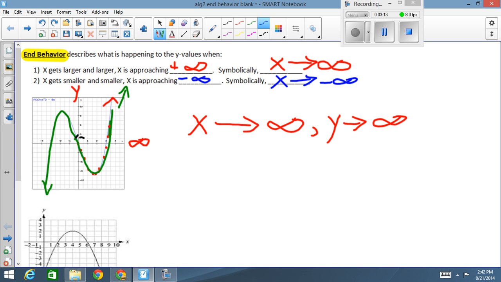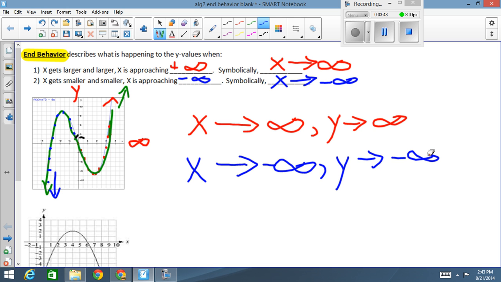Let's talk about negative infinity. So now I'm starting at the middle, but I start going this way. I'm going towards negative infinity. As I approach that way, what's going on with my y values? My y values are going down. So as my x approaches negative infinity, which means the left side, my y approaches negative infinity as well. And they will not always be the same, so don't think that they will.